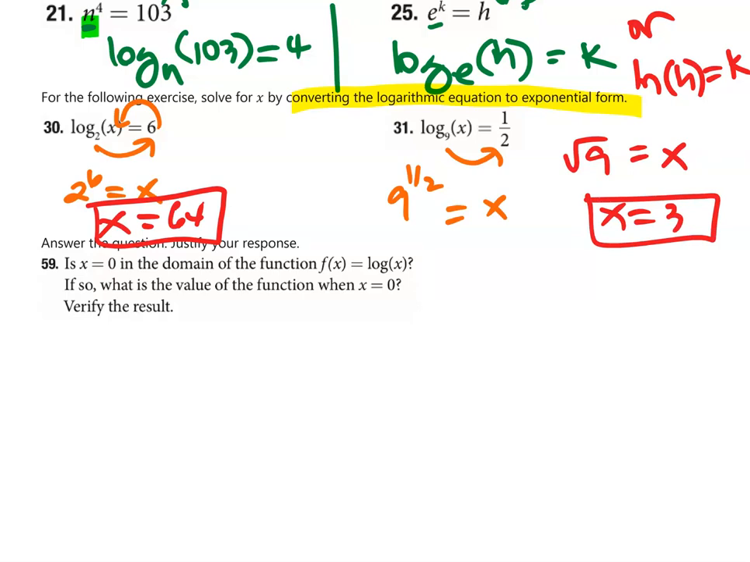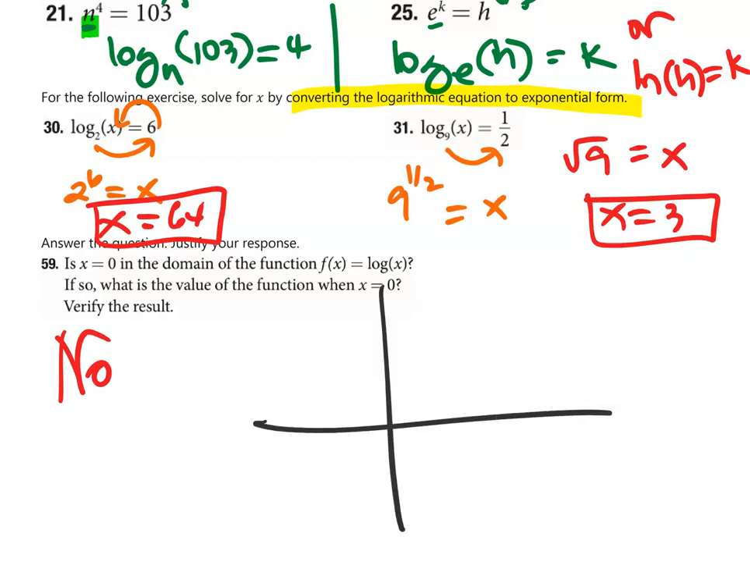Okay, last one. Answer the question and justify your response. Is x equals 0 in the domain of the function f of x equal log of x? If so, what is the value of the function when x is equal to 0, and verify the result. The answer is no. So remember, in the graph of a logarithmic function, you have a vertical asymptote at x equal to 0.